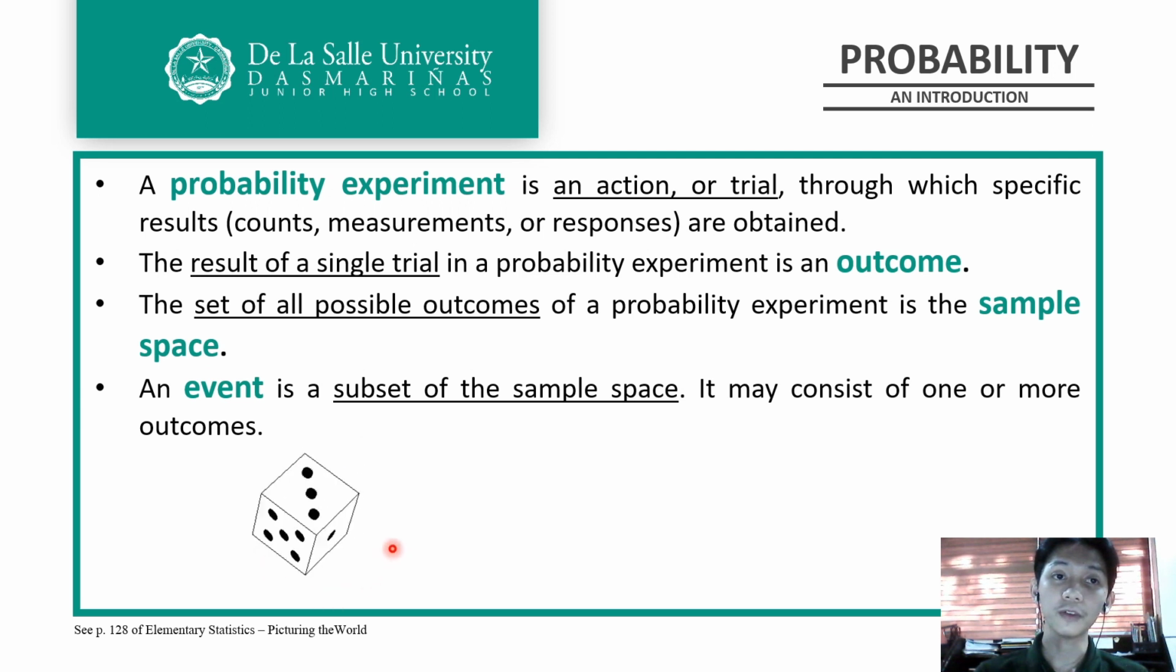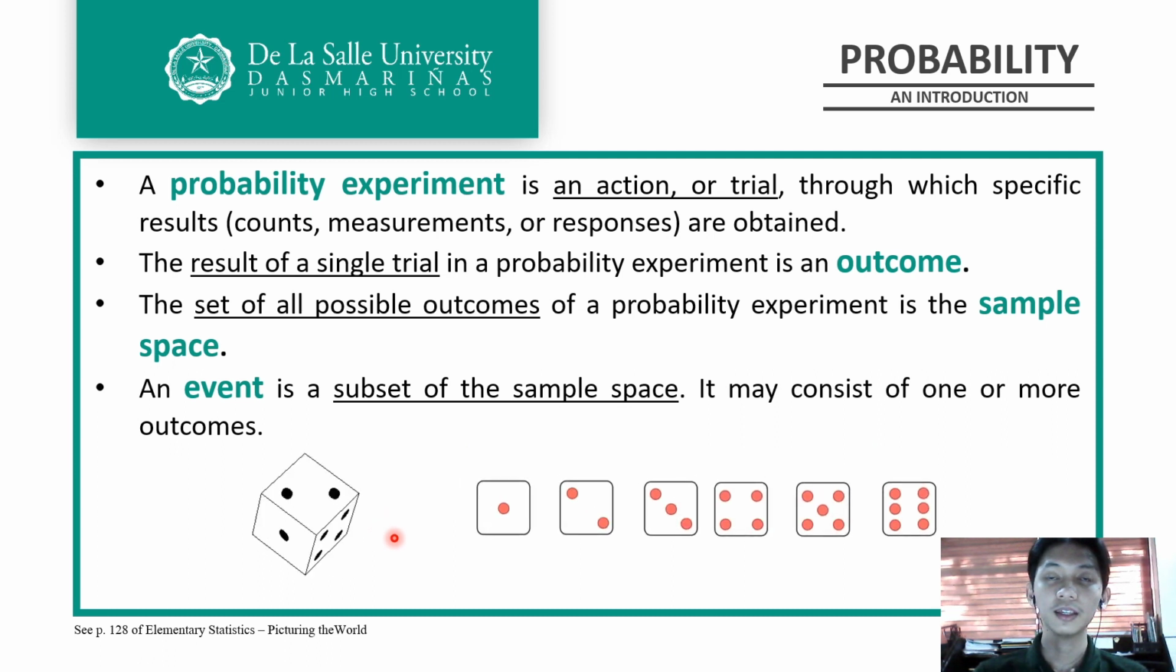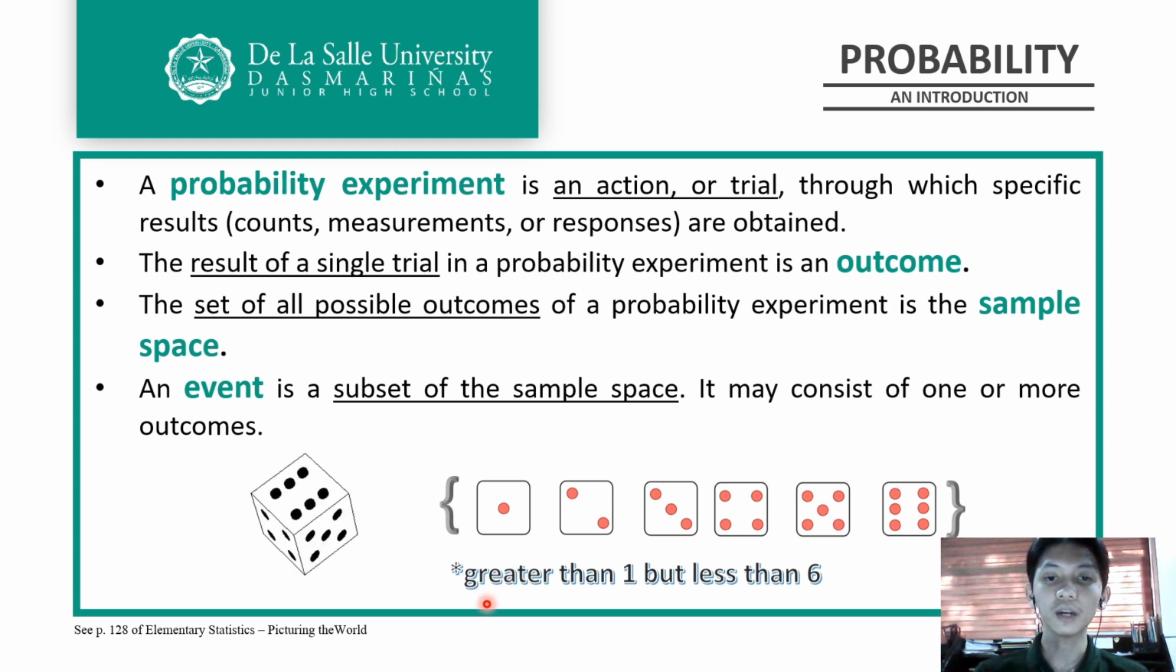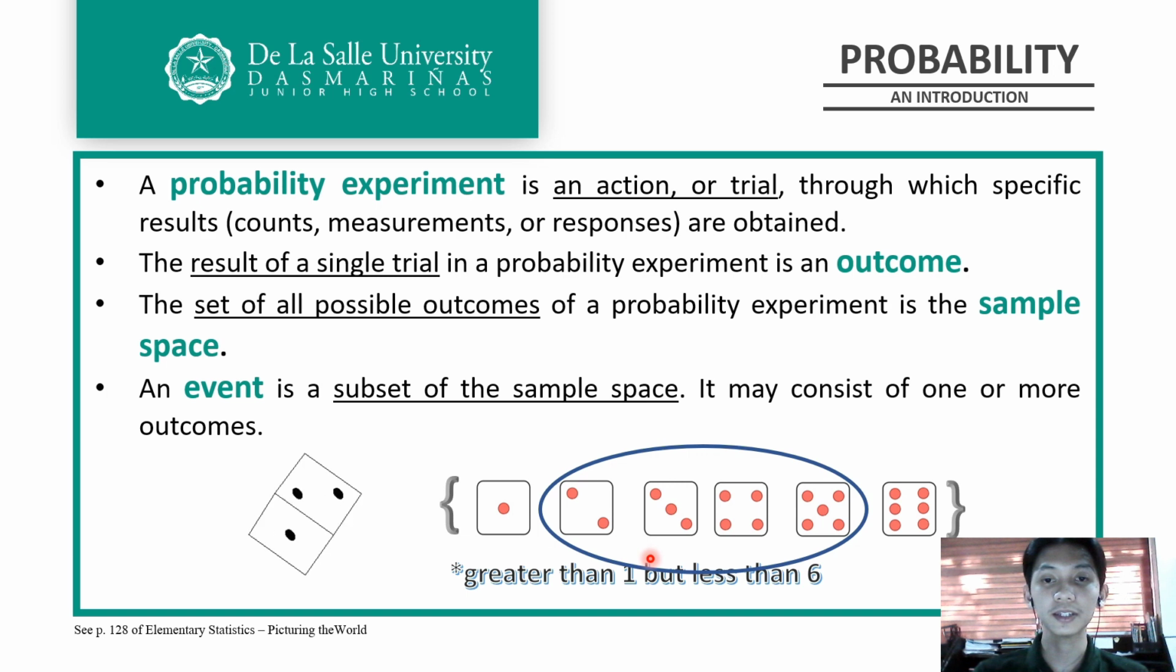Rolling of a die is an example of a probability experiment. It will give us any of these possible outcomes. In a single roll, we may obtain a die of 1, or a die of 2, or 3, 4, 5, or a die of 6. Now, the 6 possible outcomes is our sample space, where each outcome is a sample point. Now, if there's a given condition of having an outcome greater than 1 but less than 6, we can only obtain 4 possible outcomes from the sample space. This is an example of an event.